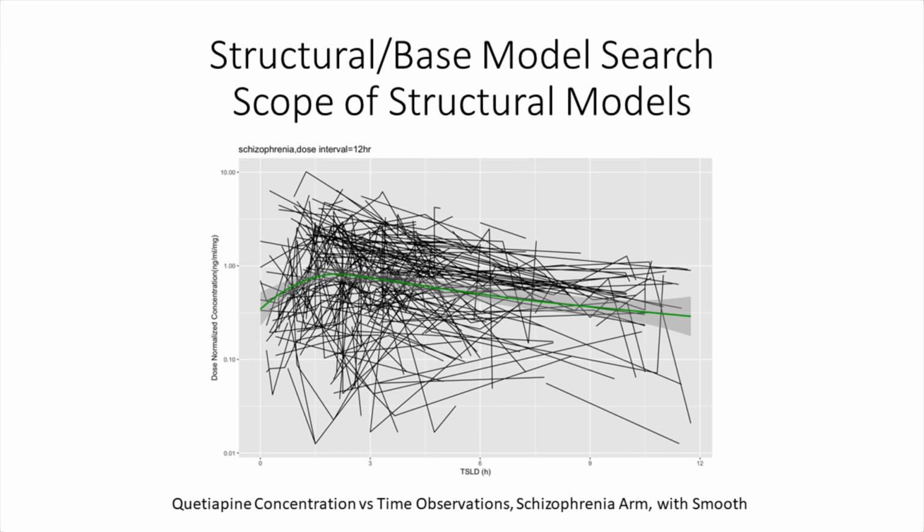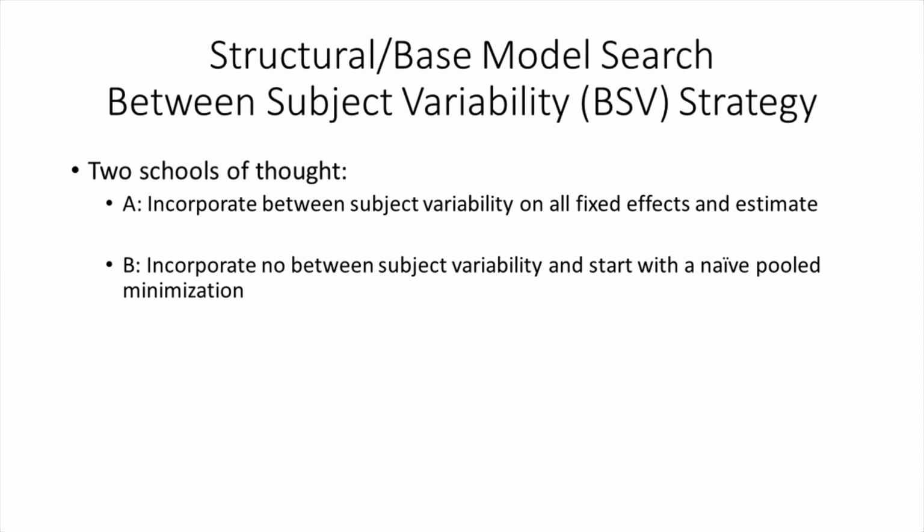So we thought about, okay, that's the scope maybe for our basic structural model. What about the between subject variability strategy? So we have parameters in this pharmacokinetic model, and they may vary at random between individuals, right? This is our between subject variability. And there are generally 2 schools of thought on the approach to this. One is to put a between subject variability term on every fixed effects parameter. So there's between subject variability on absorption, there's between subject variability on the volume of distribution, and there's between subject variability on the clearance.